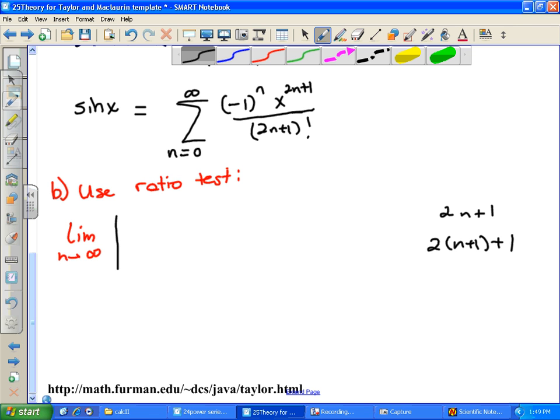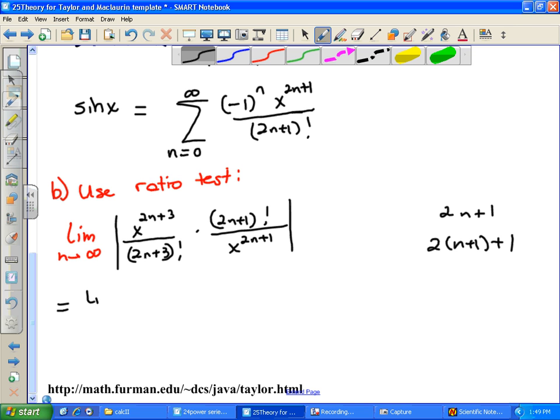This is what it's going to look like, that 2n plus 1 you had earlier. So what did it become? 2n plus 3, divided by 2n plus 3 factorial, and times 1 over a sub n. Okay, what is this limit?